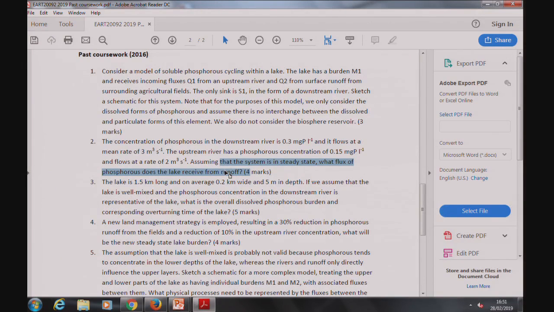And then the upstream source, I can calculate in a similar way, 0.15 times 2,000, and then divide by 1,000, and that works out to be, I've got written down here, 0.3 grams per second. So S1 equals 0.9 grams per second, Q1 equals 0.3 grams per second. And then the question is, assuming that the system is in steady state, what flux of phosphorus does the lake receive from runoff? So how do you think I answer that?